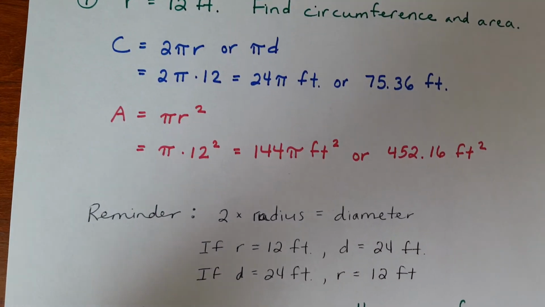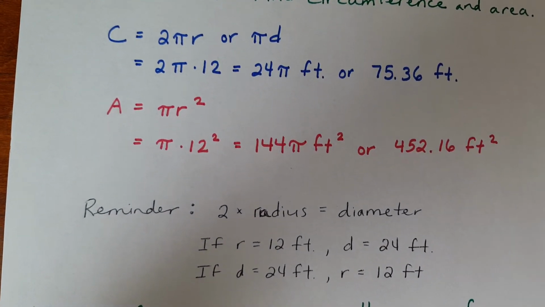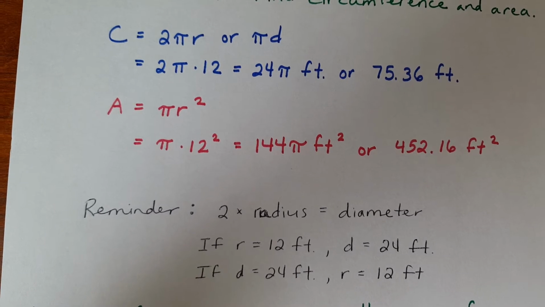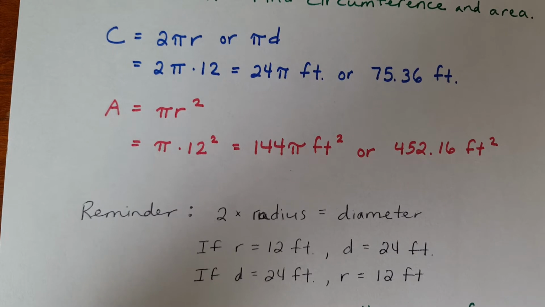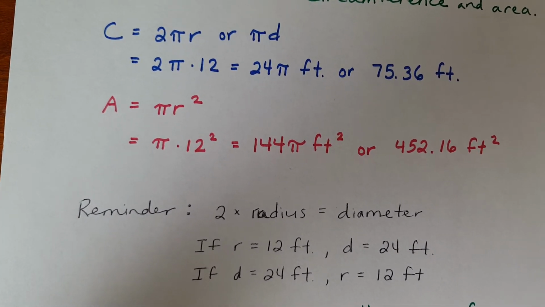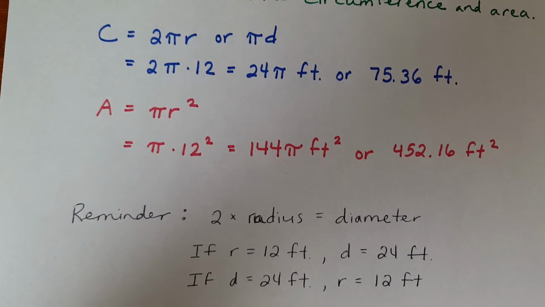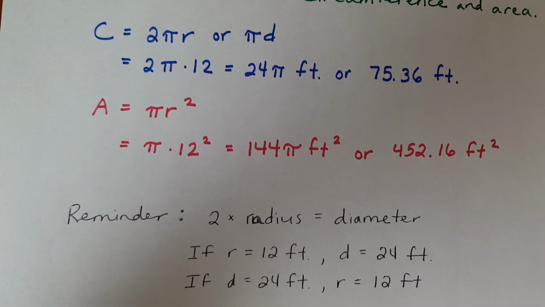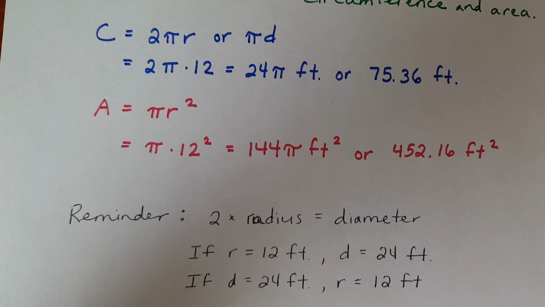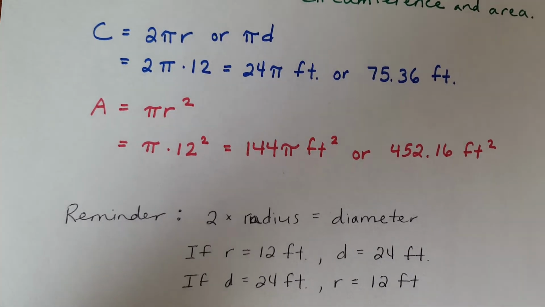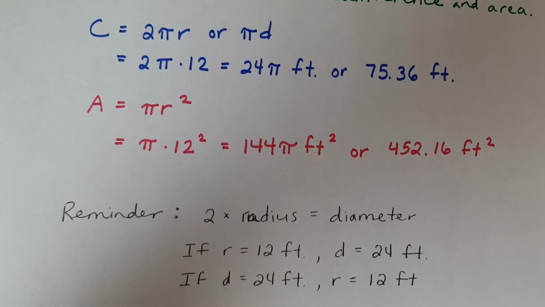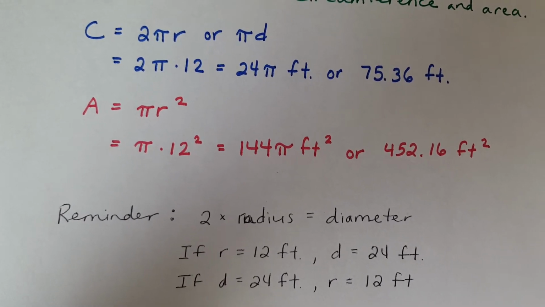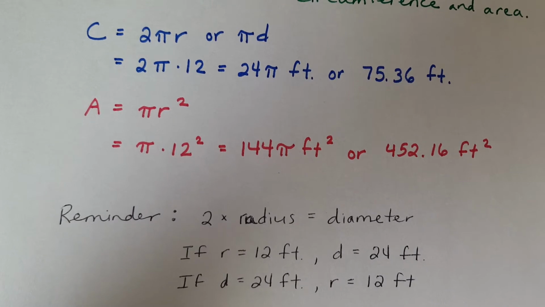Remember the relationship between diameter and radius. 2 times the radius is the diameter. So if the radius is 12 feet, that's from the center of the circle to any part of the edge of the circle. The diameter is all the way across the circle from edge to edge through the center. You're going to take radius 12 and get a diameter of 24 feet. If the diameter is 24 feet, then of course the radius is 12 feet.